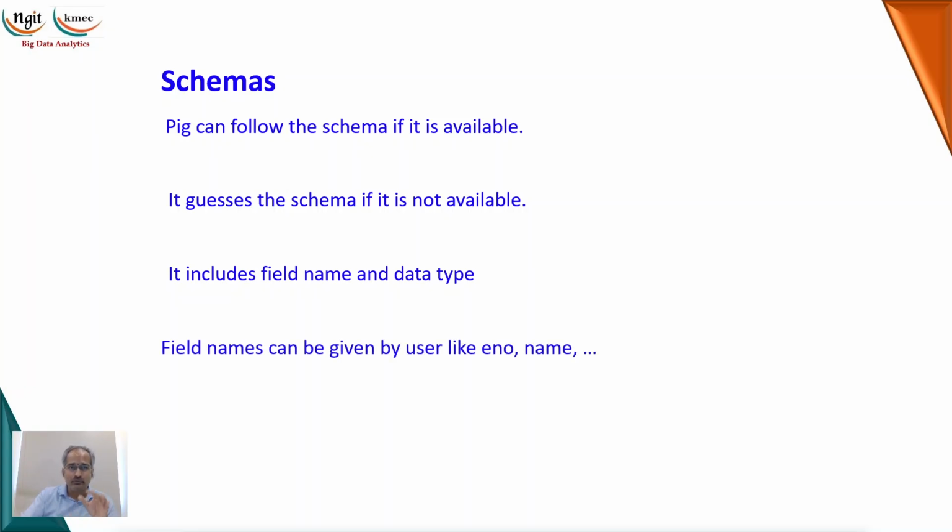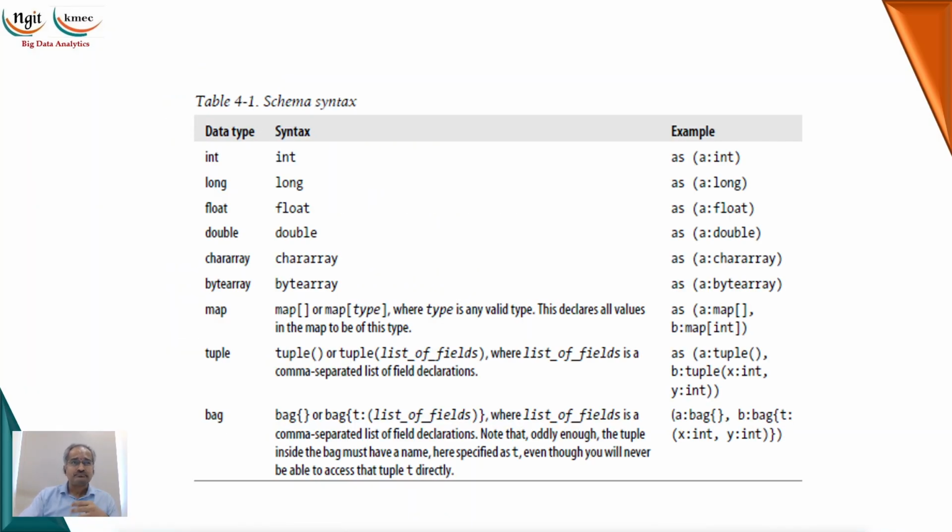If you want to give the field names, you can provide them, like ENO, name, M1, M2, M3. If you don't provide the field names, it will internally give some field names, starting from $0, $1, $2, $3, and so on. All the fields will have some numbering. And these are the data types useful for the schema: int, long, float, double, chararray, bytearray, map, tuple, and bag.